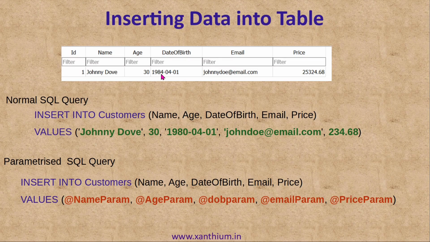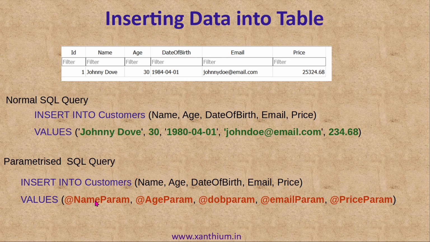Now, when we are updating the SQLite database using C#, we'll be using something called a parameterized SQL query. That will be this one. It is similar to the previous one. We have the insert into customers, or insert into the name of the table, and we will give the name of the column similar to this one here. But instead of directly giving the data here, we'll be using something called a parameter. So we'll use @name parameter, @age parameter, @dob parameter, like that. All the data that we have to add will be replaced by the parameters.